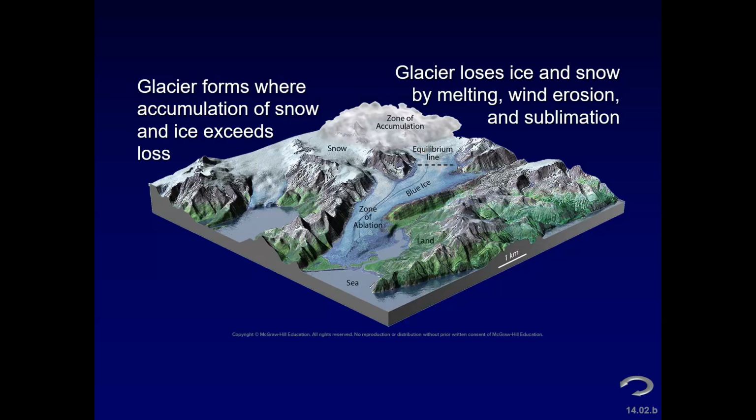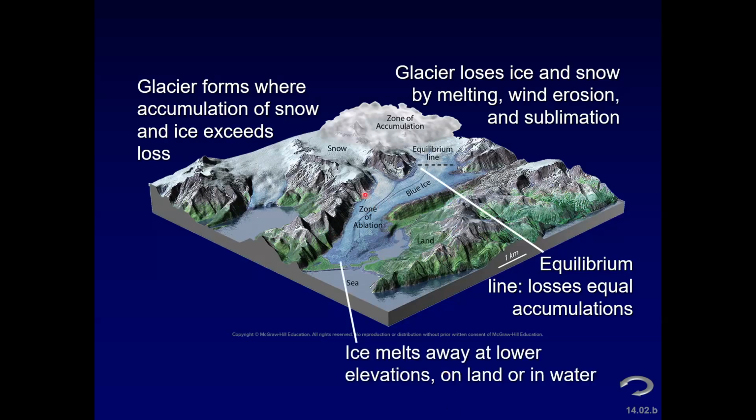And as the glacier moves downhill, the loss of ice and snow due to melting is in exact balance with the amount of accumulation. Again, the equilibrium line. At a lower elevation, the ice melts faster than it's replenished, and that causes glaciers to terminate. That's the terminus of the glacier. We call this the zone of ablation, where we're losing the glacier naturally. And then ice melts at lower elevations on land or in the water.